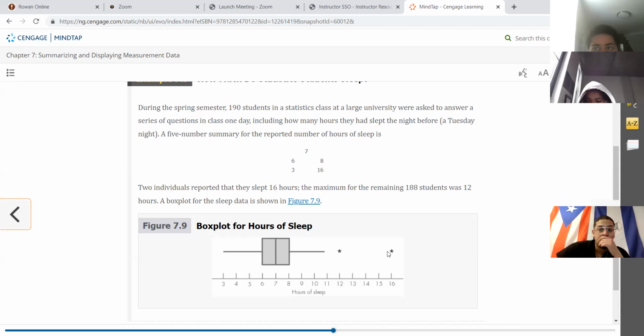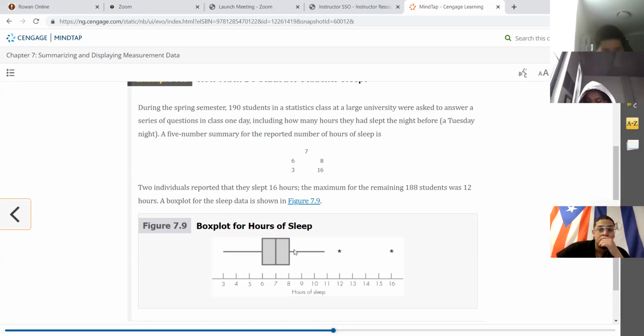And these represent outliers. Now, I'll show you in a minute how to calculate an outlier, because you do need to do that on your test. It's not that hard to do, but you need to write it down, and it's in your book. It shows you how to do it, but we'll go over it. Now, 12 is an outlier and 16 is an outlier. So from Q3, which is the upper quartile at 8, all the way up to the maximum number of 16 is the upper 25% of your data.